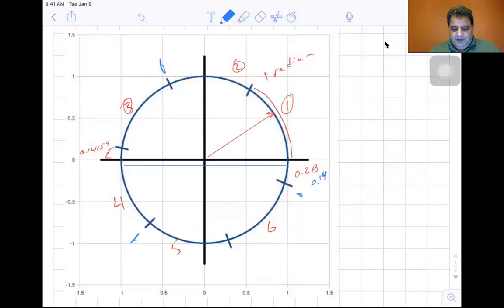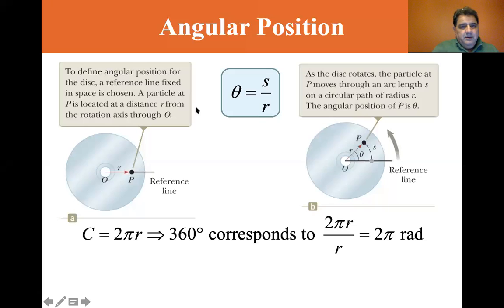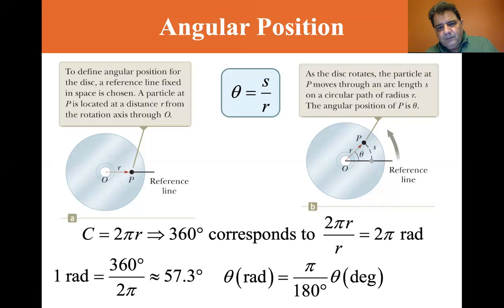So let's go back to the PowerPoint. Okay, so there's 360 degrees, 2 pi radians in every circle. Once around the circle, there's 2 pi radians. 1 radian is equal to about 360 degrees divided by 2 pi, which is about 57.3 degrees.